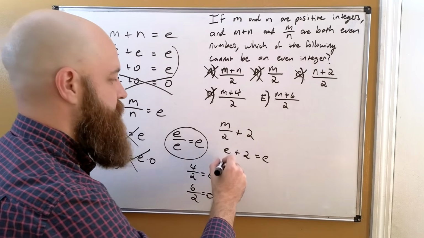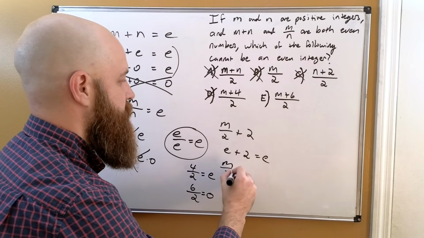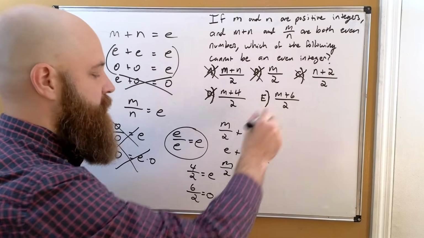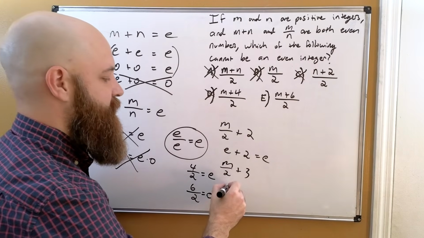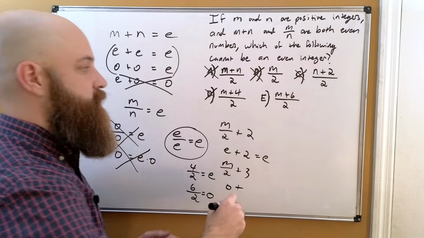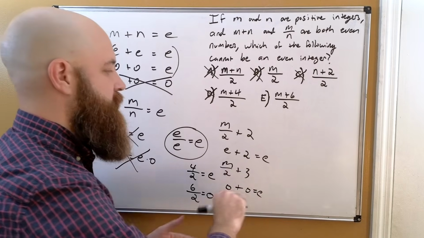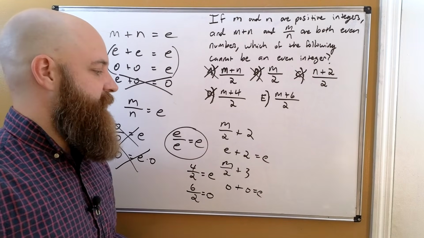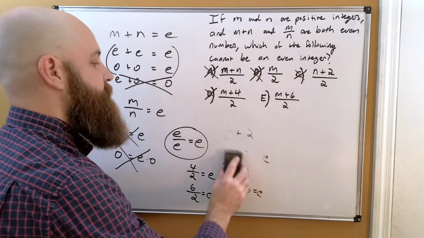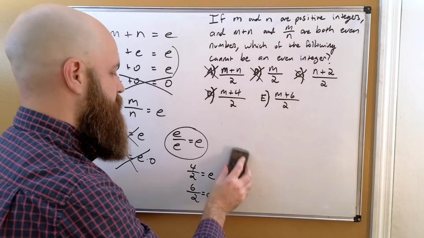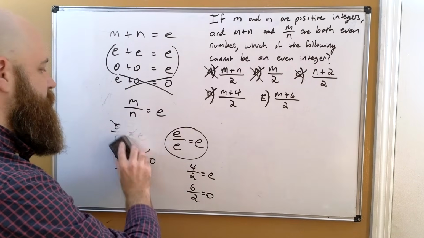And with E, I've got m over 2 plus 3. If I split that up, I'm going to run into the same problem again here, right? M over 2 could be odd. An odd plus an odd is giving an even. Okay, so I struck out here. I figured out that m and n are both even, but that wasn't enough to actually answer this question.